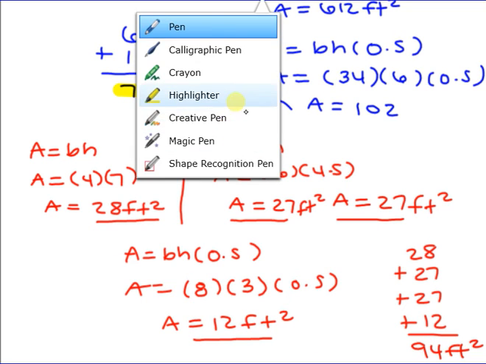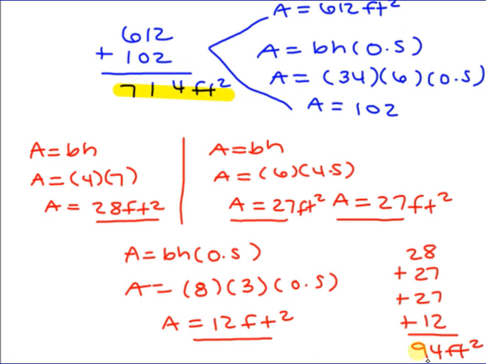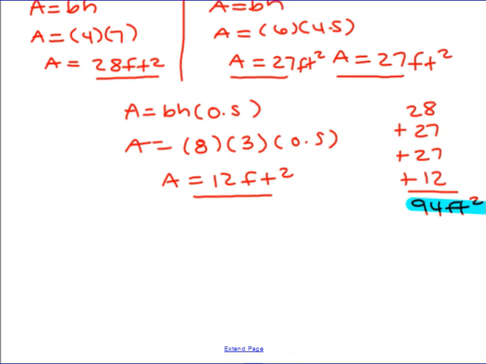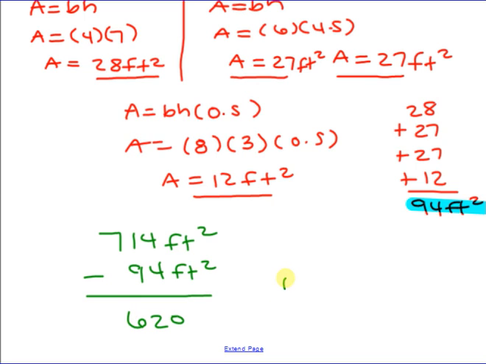So, my total house is 714 feet squared. My windows and doors are 94 feet squared. So now I need to subtract the two numbers. 714 minus 94 and that's going to give me 620 as a final answer.